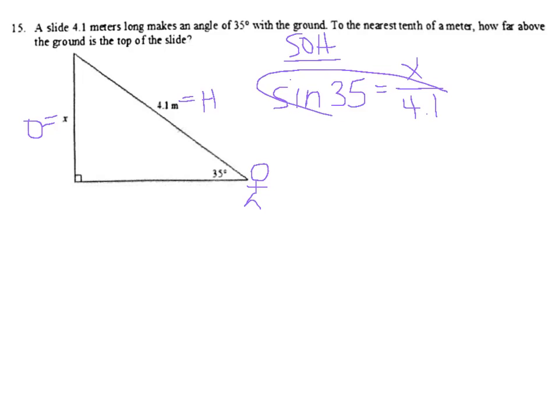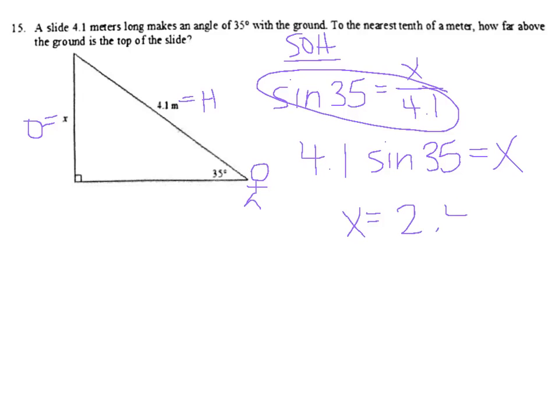So I'm going to multiply these two things. So I have 4.1 sine 35 equals x, and I type it into my calculator just like that. And when I round to the nearest tenth, I get x equals 2.4 meters.